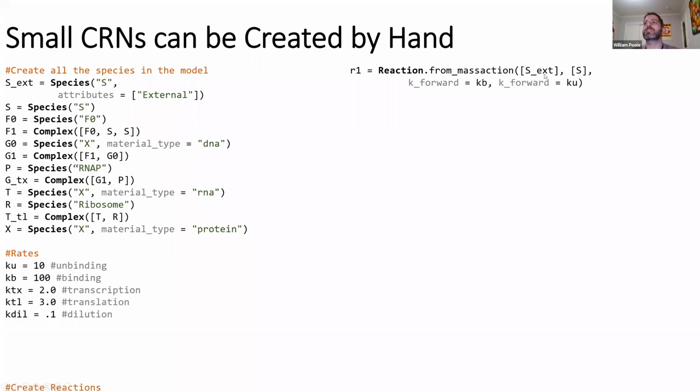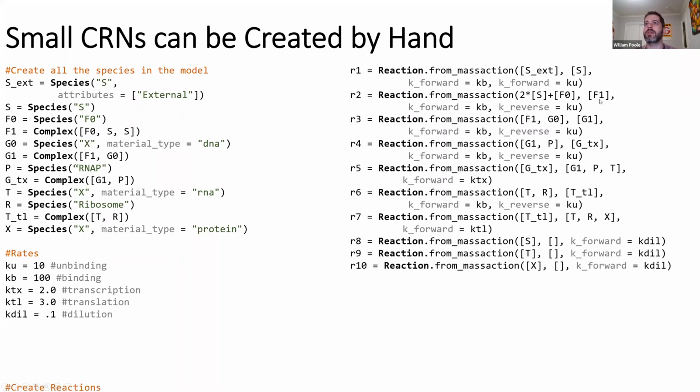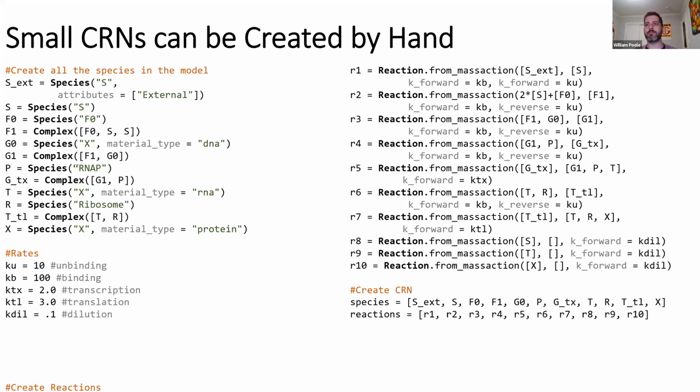So how do you make reactions? Well, I take my list of inputs on the left and my outputs on the right, and I have my rates. And this is a reversible reaction for S going from external to internal. Or here's another one where I have S binding to the transcription factor. And here's all the other reactions. There's 10 of them in total. So I could write this down by hand pretty easily. I then compile, I then put it into a CRN.